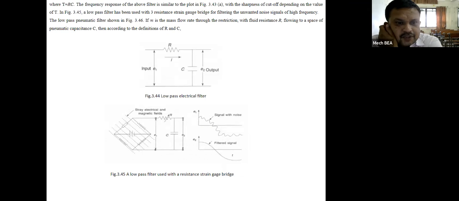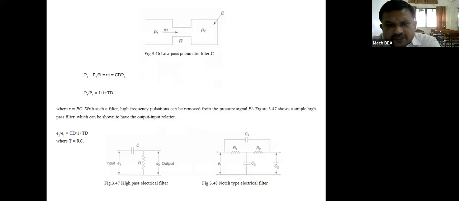Now figure 3.45 shows a low pass filter used with a resistance strain gauge bridge. See that this is the resistance strain gauge, 1, 2 and 3, bridge for filtering the unwanted noise signals of high frequency. The low pass pneumatic filter is shown in figure 3.46. This is a low pass pneumatic filter.